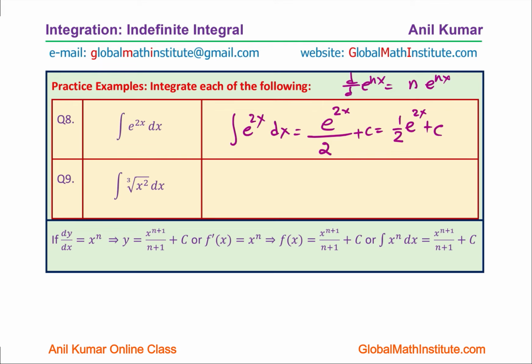Now here we have the integral of x to the power of 2 by 3 dx. So this is equal to x to the power of 2 by 3 plus 1, over 2 by 3 plus 1, correct? Plus c. And that is, we get x to the power of 5 by 3 over 5 by 3 plus c, correct? So that is how we get these solutions.